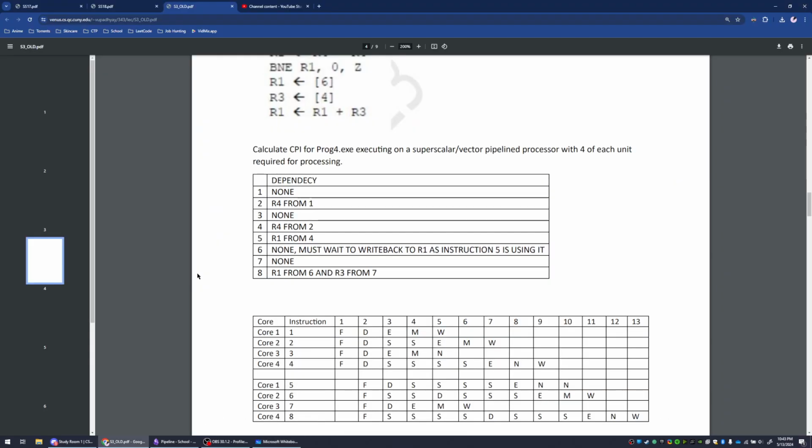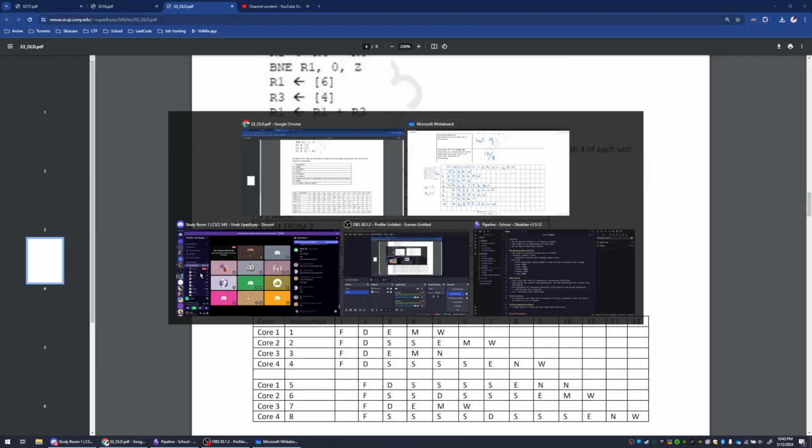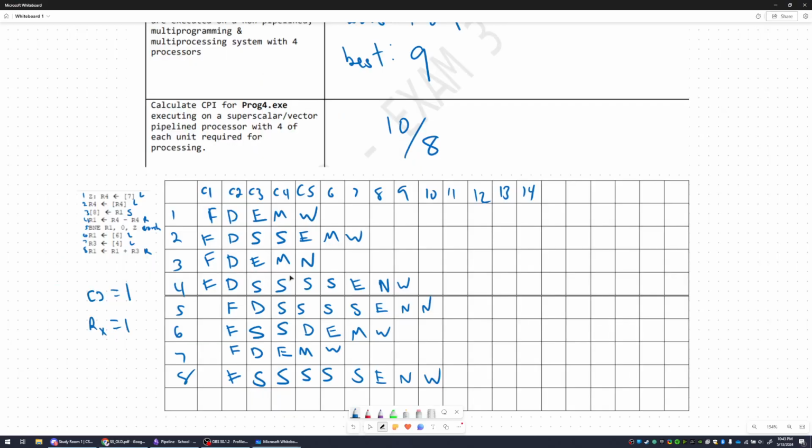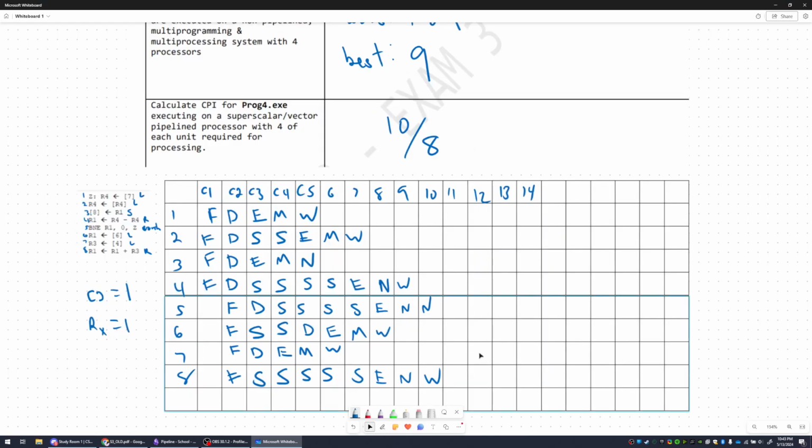I only got 10. How did he get 13? Line 3 is fine. Line 4 goes up to 9. That's right. Fetch, decode, stall, decode, stall, stall, stall. 6? 6 right? I messed up. Why does this have to stall so much? I missed decode in 8th.